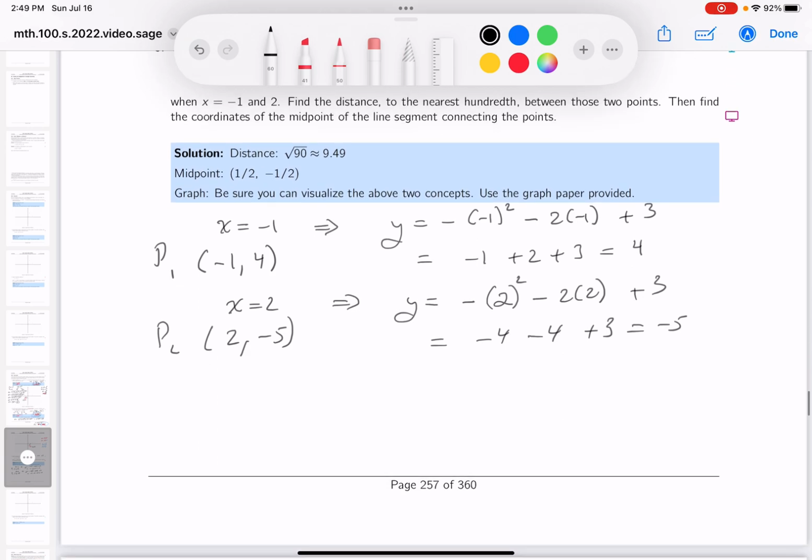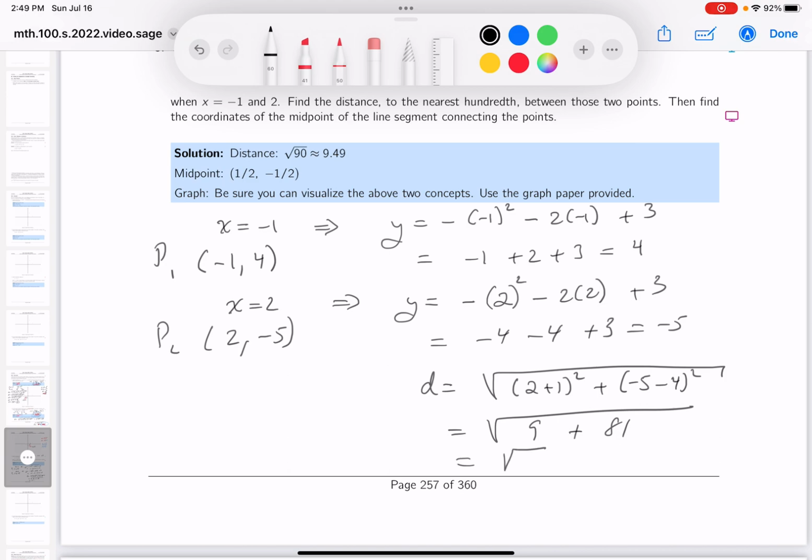I'm going to do the distance. We'll get to graphing in a moment. The change in x is 2 minus minus 1, which is 2 plus 1, squared, and then there's a change in y, which is minus 5 minus 4, squared. Let's go through that. 2 plus 1 is 3. 3 squared is 9. Minus 5 minus 4 is minus 9. That squared is 81. So what are you going to get over here? You're going to get root 90. That's the distance, by the way.